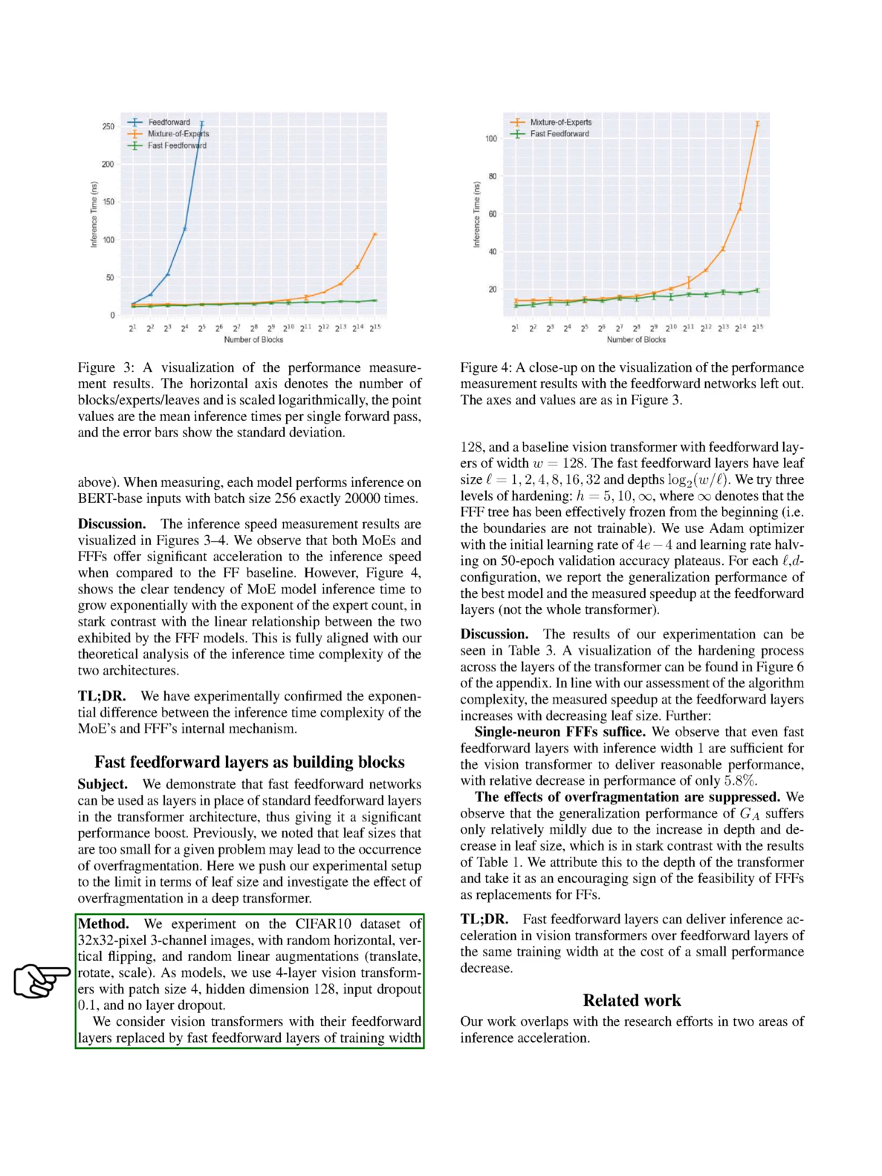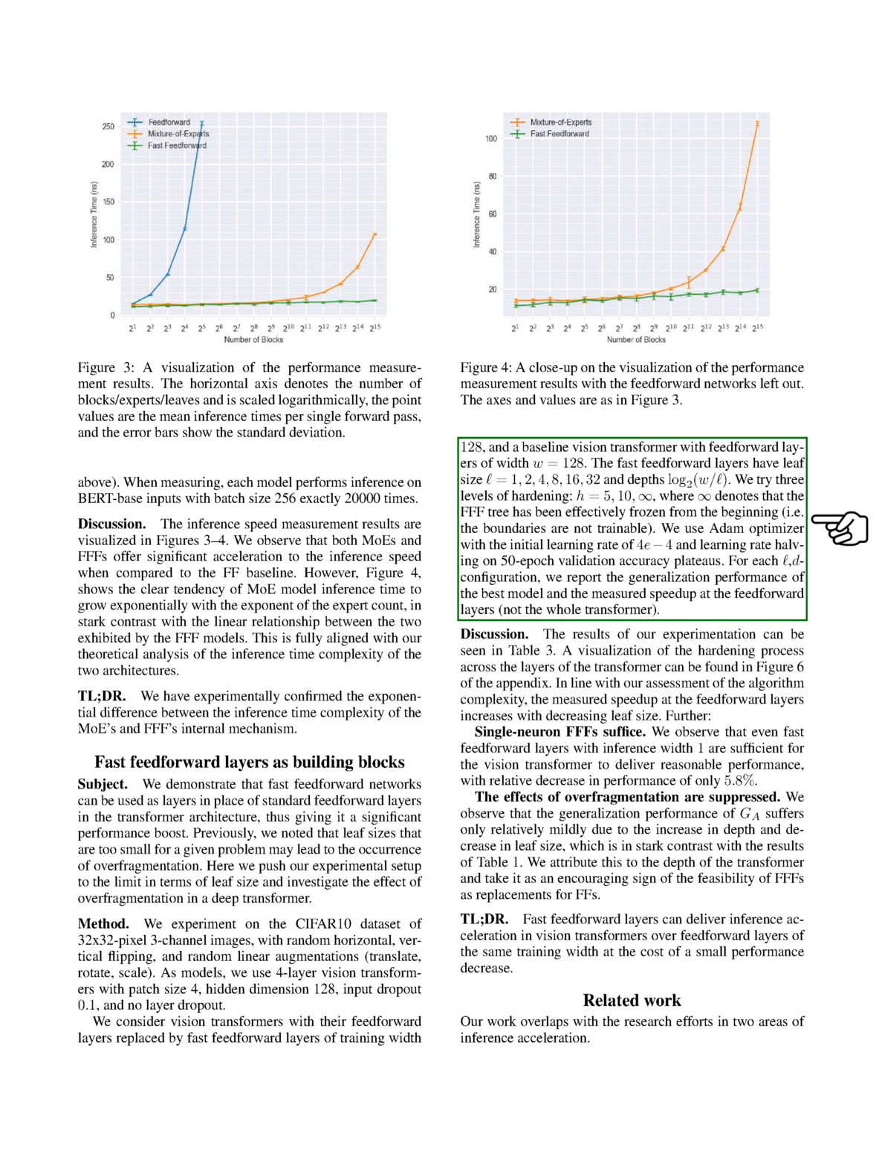We experimented with vision transformers that had their standard feedforward layers replaced by fast feedforward layers with a training width of 128. We also used a baseline vision transformer with feedforward layers of width 128. The fast feedforward layers had leaf sizes ranging from 1 to 32 and depths calculated as the base 2 logarithm of the ratio of the width to the leaf size. We tested 3 levels of hardening, denoted as h equals 5, 10, and infinity. Here, infinity means that the fast feedforward tree was effectively frozen from the start, meaning the boundaries were not trainable.